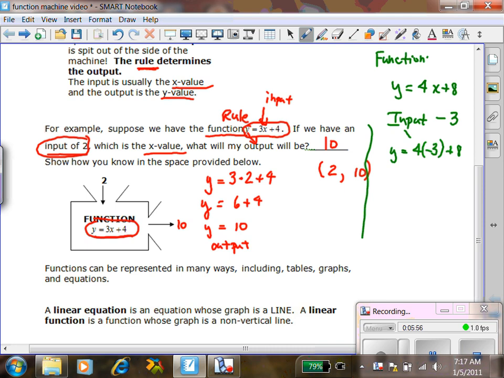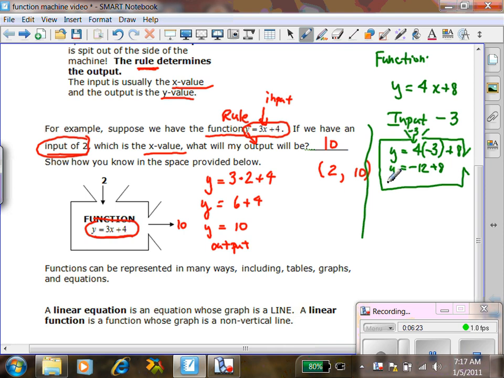Why don't we draw a little function machine in here? Why not? Just for good fun. There we go. There's our function. We have y equals, we dropped in a negative 3. Put it in. 4 times negative 3 would be, what? Oh, that's right, negative 12. Very good. And then we add 8 to that.